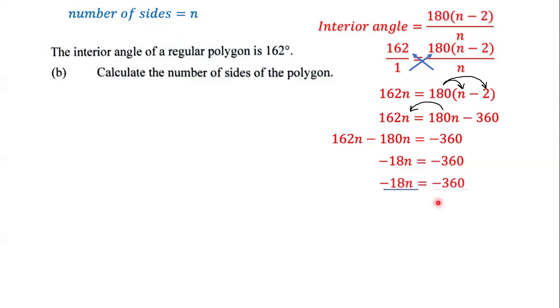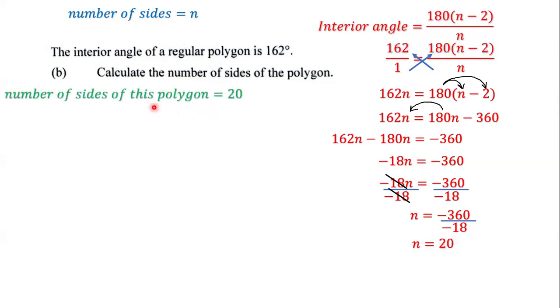Next, we divide both sides of this equation by negative 18. This cancels with that, so we get that n is equal to negative 360 divided by negative 18. And negative 360 divided by negative 18 is going to be positive 20. So that means that the number of sides of this polygon is 20 sides. And that's the answer to this question.